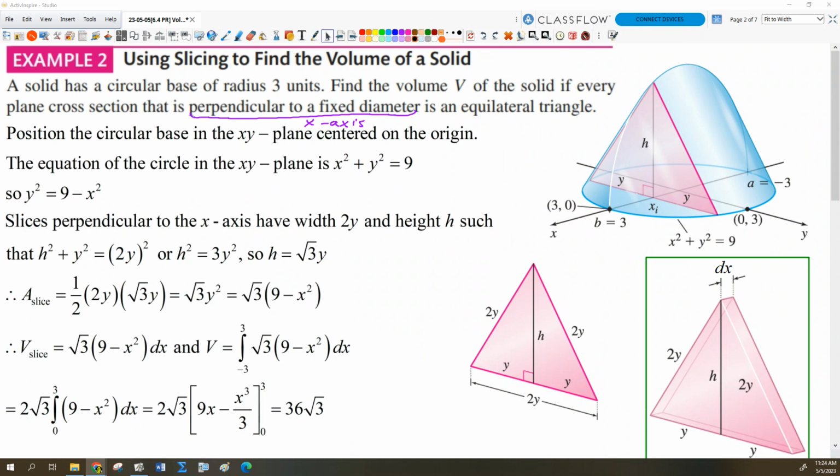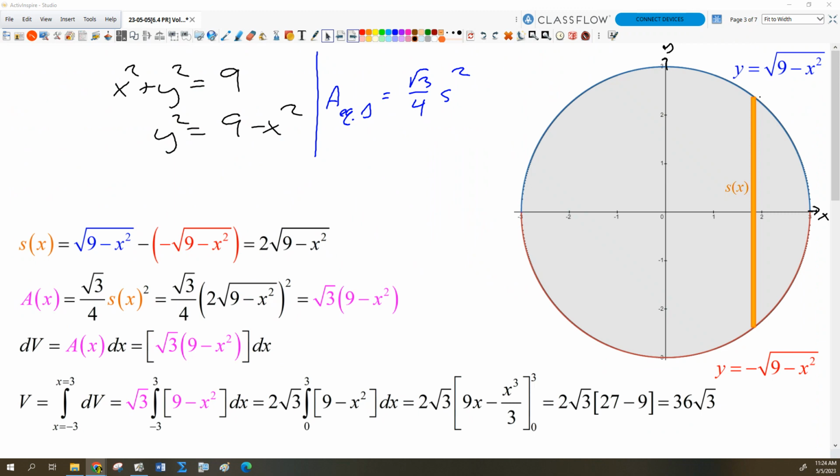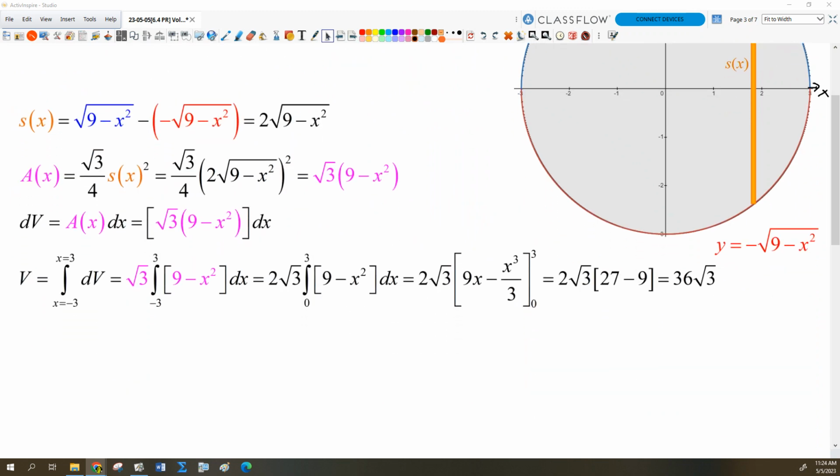So then the volume is just of each individual piece. Again, it's just going to be the area of the equilateral triangle times dx, and we'll just sum all those up with our integral. There's each individual piece of volume dV is just A(x) times dx. So we're going to take the integral of dV as x goes from -3 up to +3. So we get this integral.